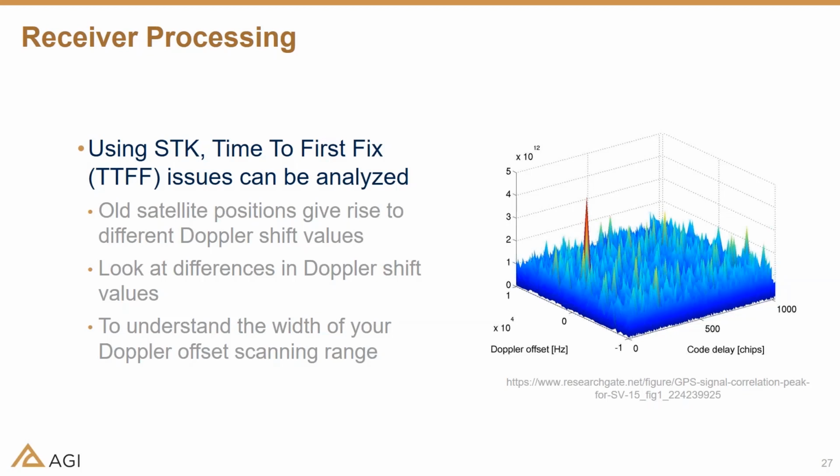So what you can do in SDK is bring in your different GPS or GNSS satellites, look at the Doppler offset that you would expect from an almanac from today, for example, versus an almanac from, say, 2 weeks ago, and see what the Doppler offset differences are there. So you can plot Doppler shift differences in the tools to understand what width you're going to have to integrate over. And this is how you can model what your time to first fix issues, or some of them anyway, are.